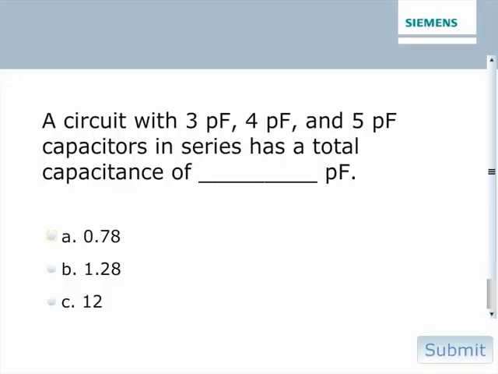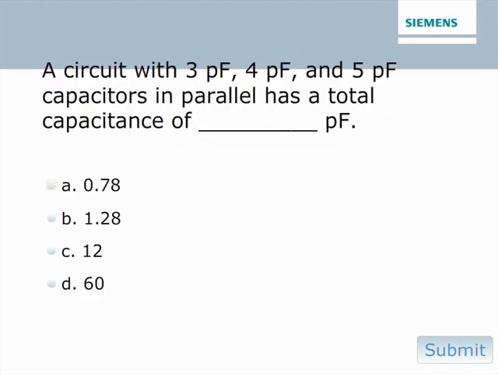Question 4. A circuit with 3 pF, 4 pF, and 5 pF capacitors in series has a total capacitance of blank pF. Is it A, 0.78, B, 1.28, C, 12, or D, 60? Question 5. A circuit with 3 pF, 4 pF, and 5 pF capacitors in parallel has a total capacitance of blank pF. Is it A, 0.78, B, 1.28, C, 12, or D, 60?